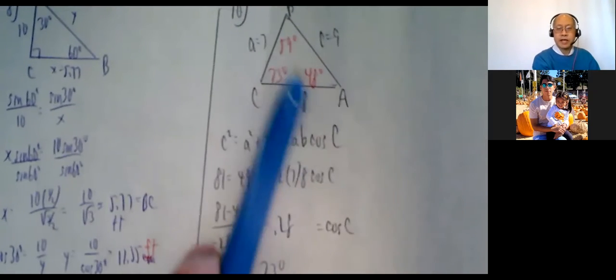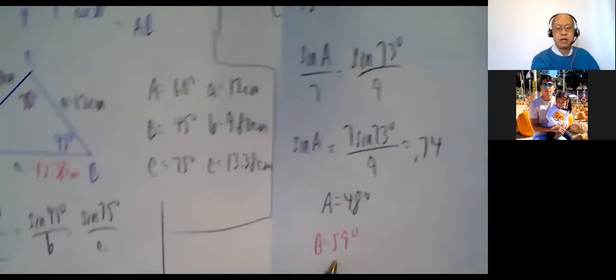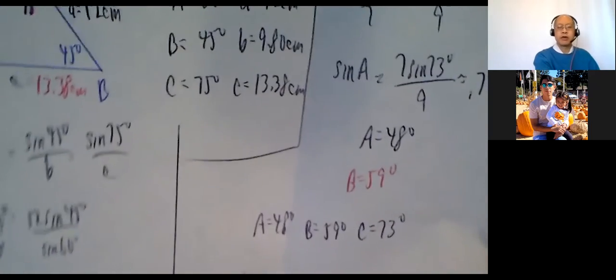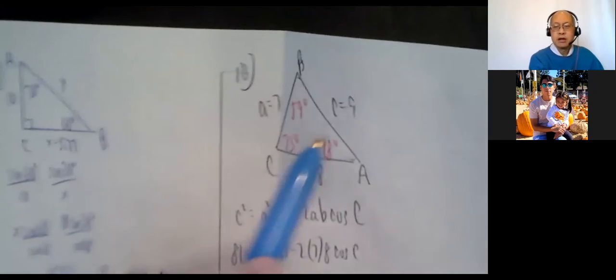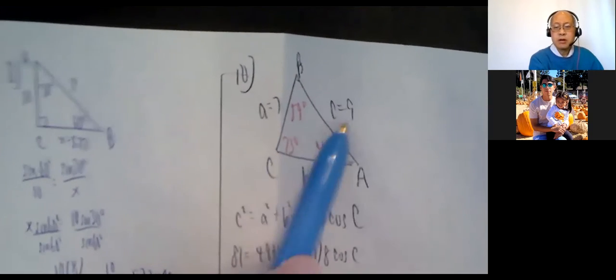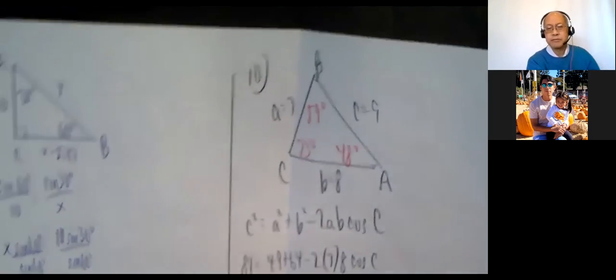And yeah, once you have two angles, then don't do anything else. Just take 180 minus the sum of the two. And the third angle has to be 59 degrees. So the angles are 48 degrees, 59 degrees, and 73 degrees. Final answer. And double check: largest angle, largest side; smallest angle, smallest side. And there we go.